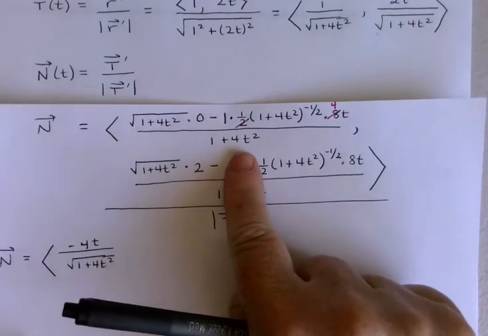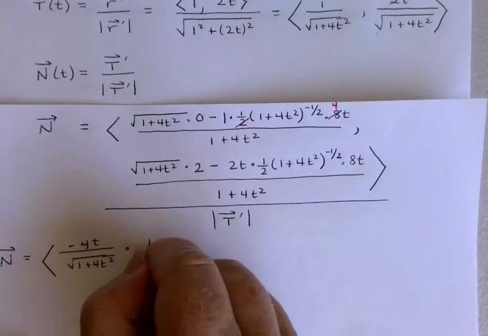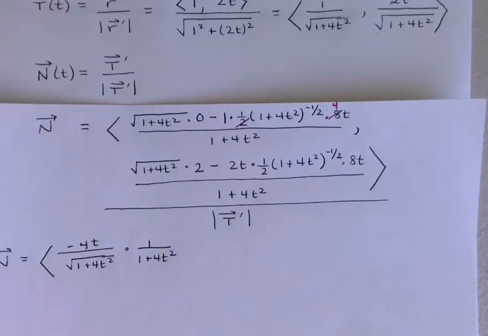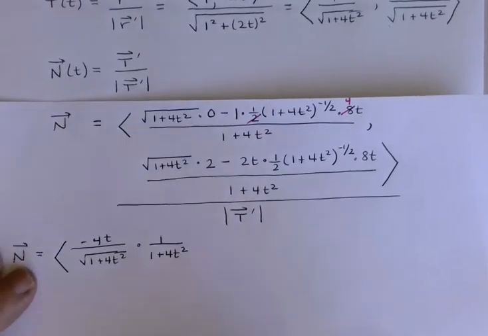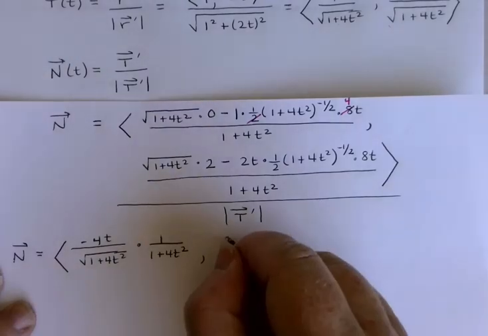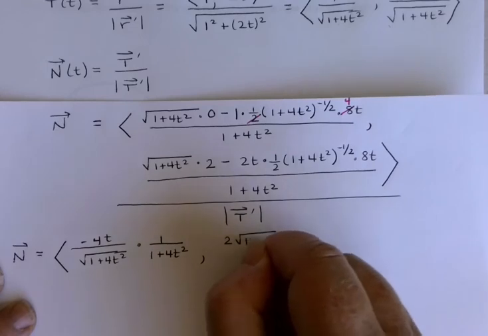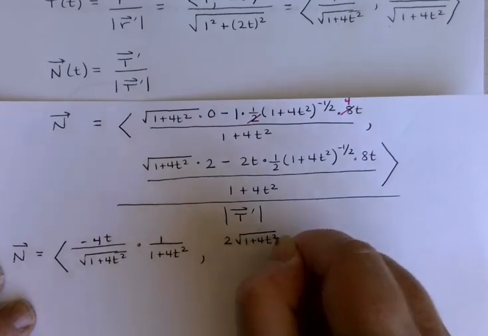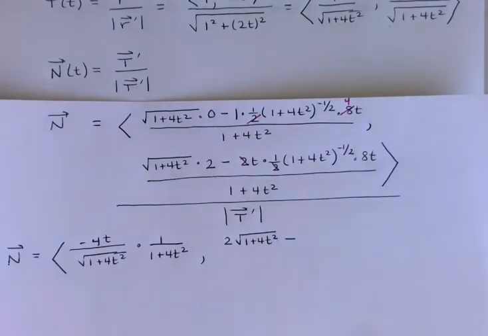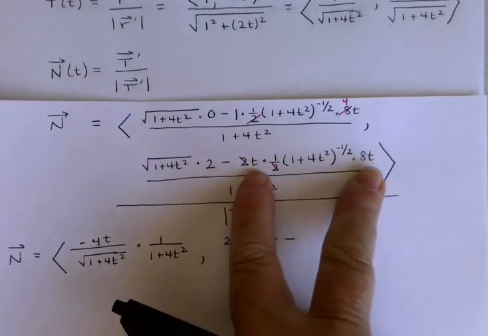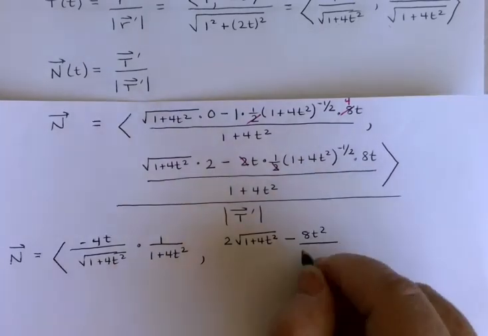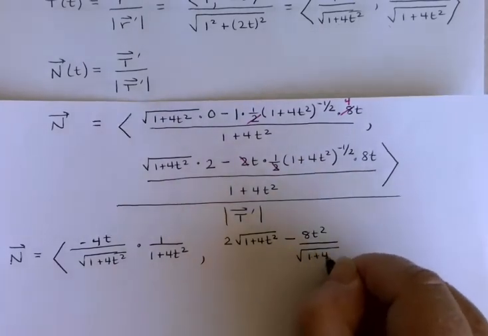And then this 1 plus 4t squared in the denominator, I'm just going to write that as multiplying by the reciprocal of 1 plus 4t squared. Keeps things a little bit cleaner. Comma. Here I've got 2 times the square root of 1 plus 4t squared minus, get rid of those, and it looks like I'm going to have an 8t squared here over the square root of 1 plus 4t squared.